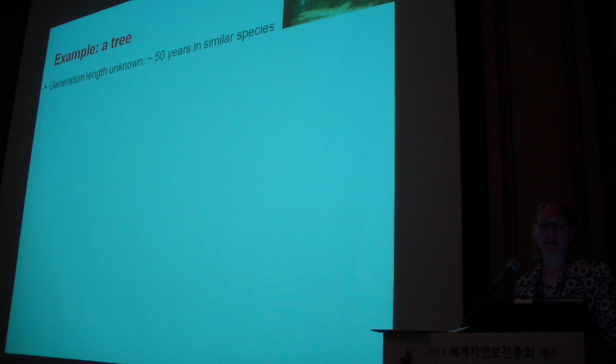So, we've got a tree. The generation length for this particular species is not actually known, but for similar species it's about 50 years. So in this example we've used a different species to infer that the generation length for this species is probably similar. That's quite a common thing to do, and it's perfectly acceptable. You don't always need to have that specific biological research on that specific species. If you've got similar species with more information, we can use that. But again, be clear in the assessment, make that known to us.